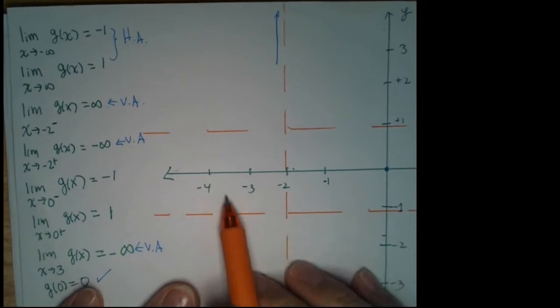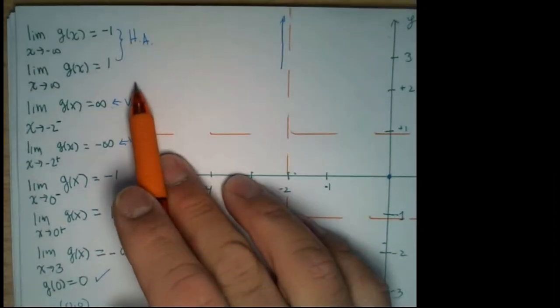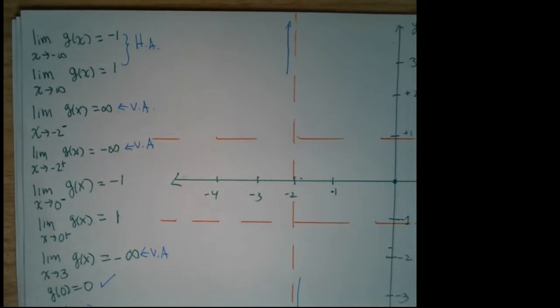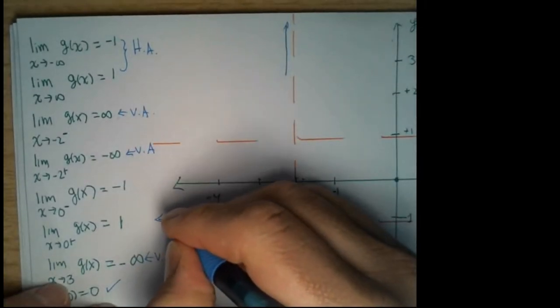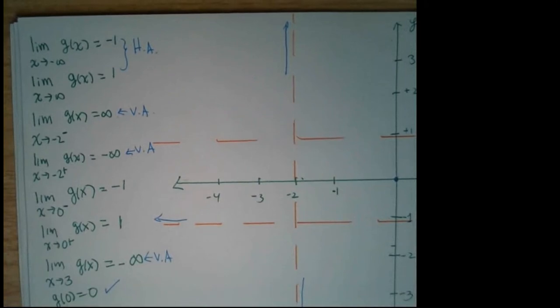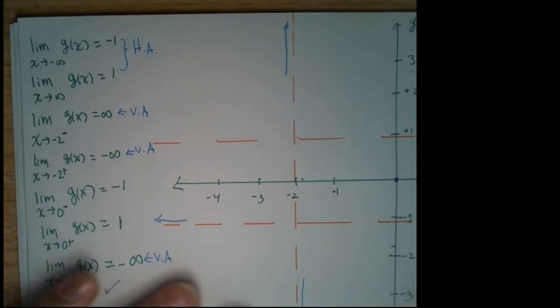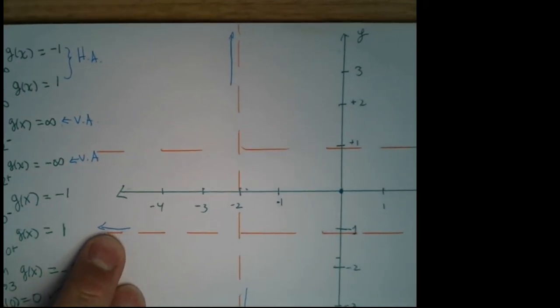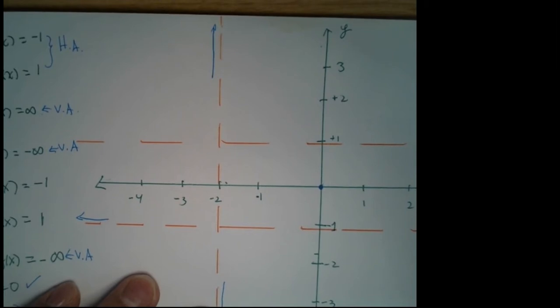As it goes to negative infinity, we get a value of negative 1. What I like to do is fill in the end behavior. I'm going to put everything together at the end. So this is what it does at negative infinity: it's going towards negative 1. And to positive infinity, it's going to go to 1.